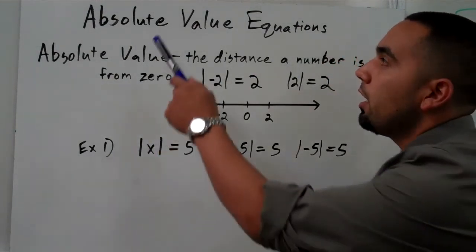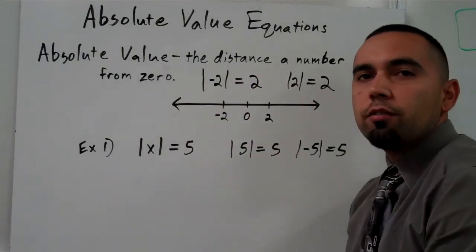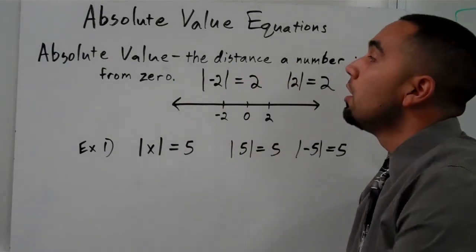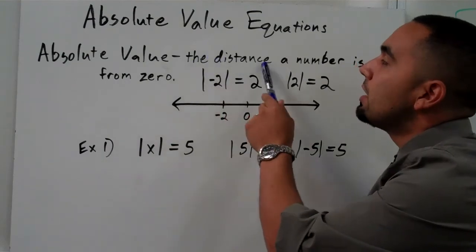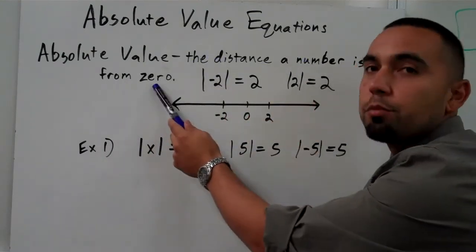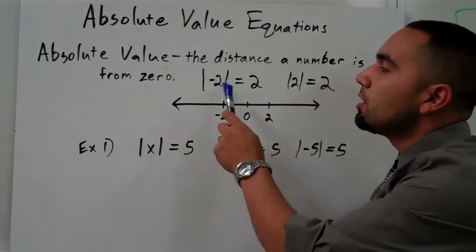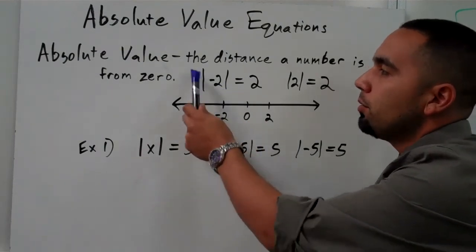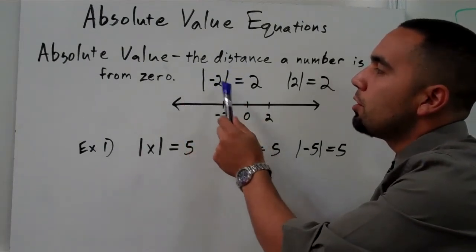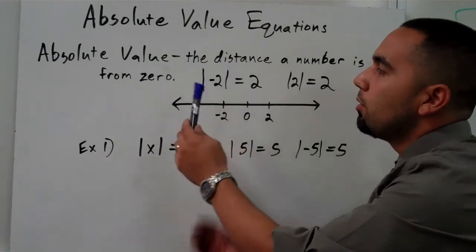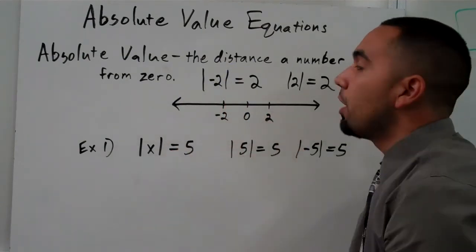Okay, so this is absolute value equations. First off, we need to know what absolute value is. And here we have a definition which says the distance a number is from zero. Okay, so we can always think of the absolute value of -2. And again, absolute value is always represented by two lines. Whatever's inside is what we're taking the absolute value of.